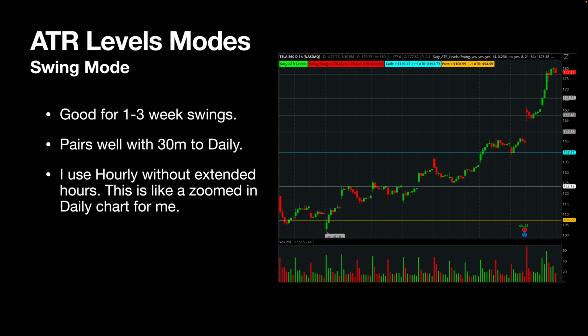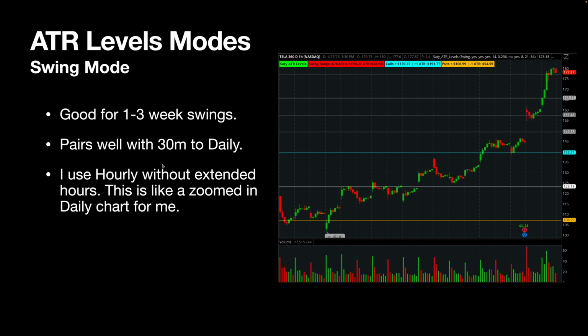And sticking with Tesla, this is going to be our golden goose for this presentation. So swing mode, which you guys are familiar with, we talked about this way back in March 22. It's good for like 1 to 3 week swings. Of course, you can go longer and you can use it to manage the trade longer, but going up to position mode is probably more helpful. So swing mode pairs really well with 30-minute to daily. I use the hourly without extended hours.